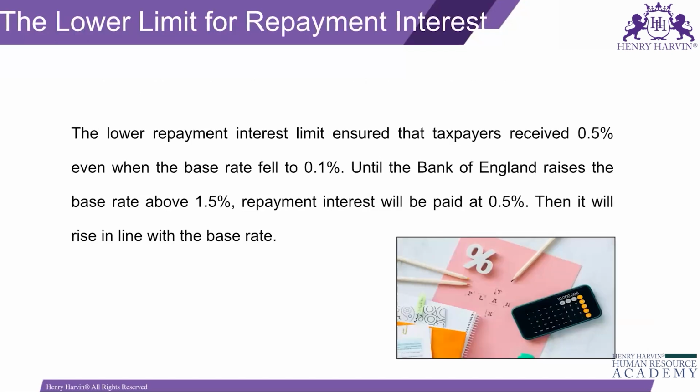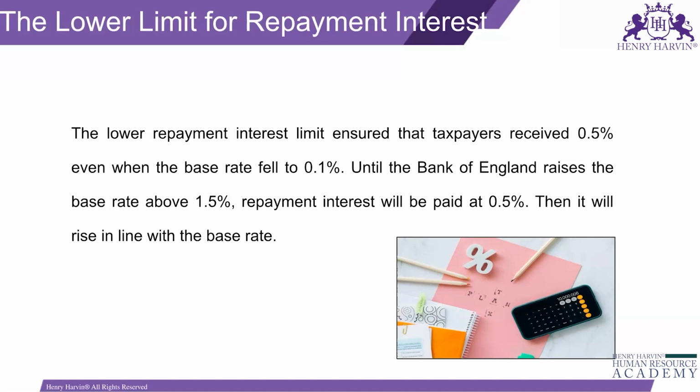You can stop me wherever you have questions. The lower repayment interest limit ensured that taxpayers receive 0.5%, as I said, even when the base rate fell to 0.1%. This is something that is managed by the bank. So we don't need to get into detail about the base rate, but we get 0.5% minimum even if there is a change in the base rate.